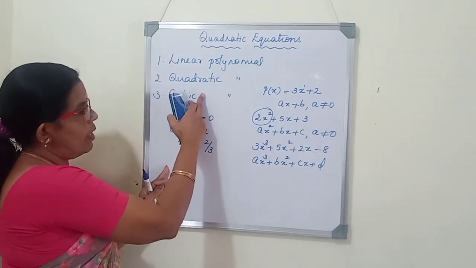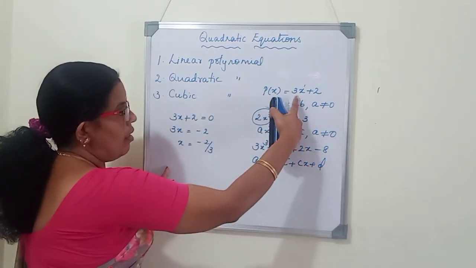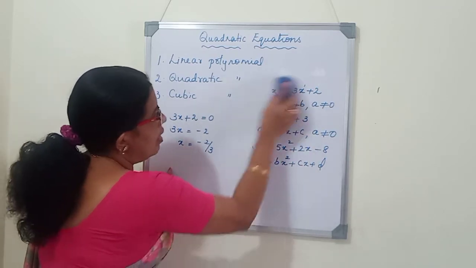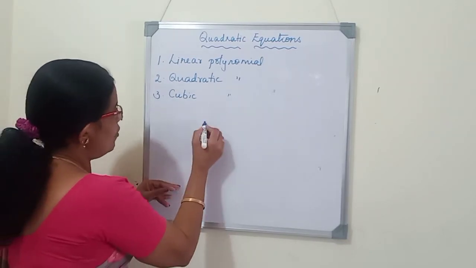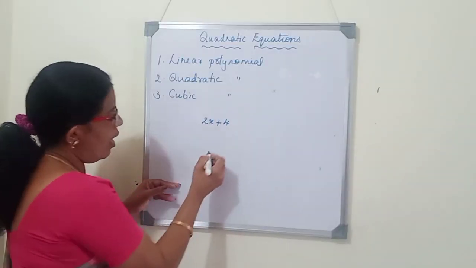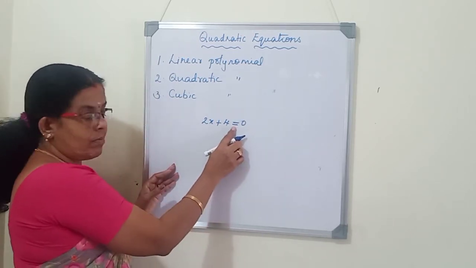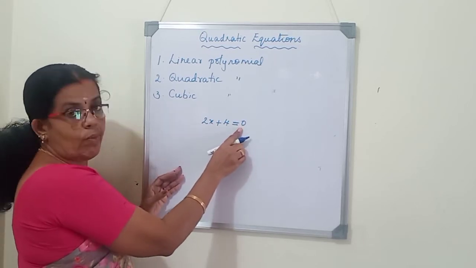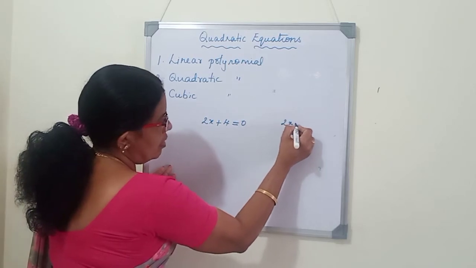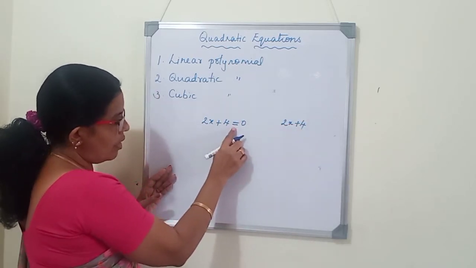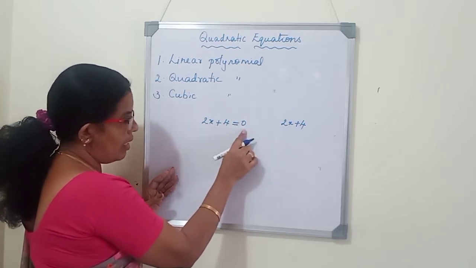So what is the difference between a quadratic polynomial and a quadratic equation? We have already learned linear polynomial. For example, 2x plus 4 is a linear polynomial, and if I equate it to 0, when we write the equal sign, it becomes an equation. So this is a linear equation. The difference between a polynomial and an equation is, this is a polynomial, and when we equate it to 0 or to any number, it becomes a linear equation.